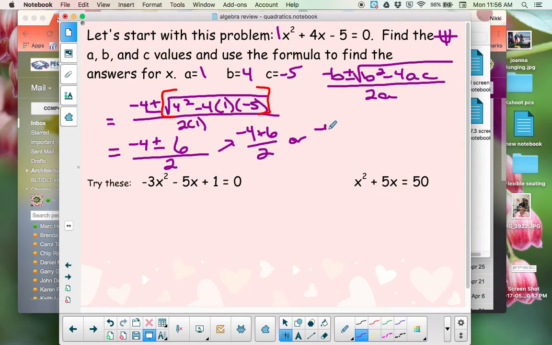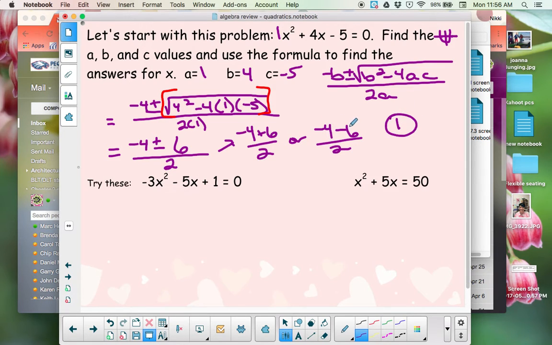And the other one is going to be if we use the minus sign. -4 minus 6 divided by 2. Now remember that the fraction bar tells you to do what's on top before you divide. So you're going to add these before you divide. So -4 plus 6 would be 2. Divided by 2 would be 1. So one of our answers is 1.